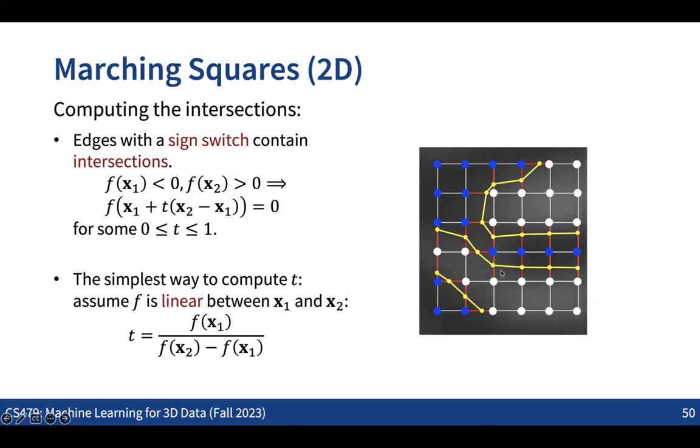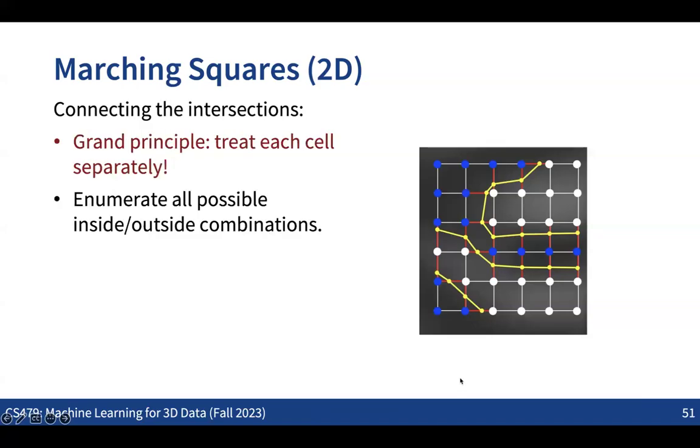And the question is how we are going to connect those two intersection points, right? So here the simplest idea for connecting those intersection points is that we are not going to see all the 2D cells all together. We are going to treat each of the cells separately. So let's think about that.